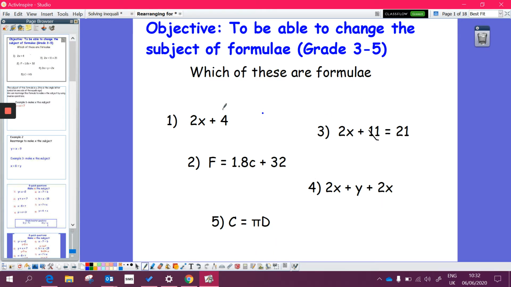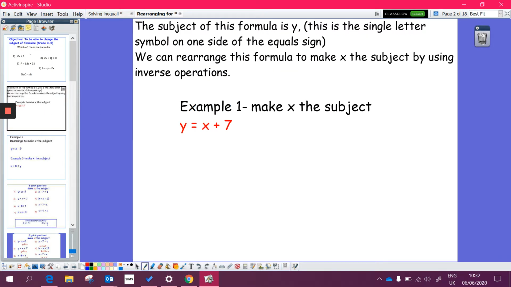But the main bit we're going to be looking at is changing the subject of the formula. When I'm talking about the subject of the formula, this is the single letter on the one side that represents the equation. So this one at the minute, y equals x plus 7, y is the subject of the formula. And in this question, I want to make x the subject.